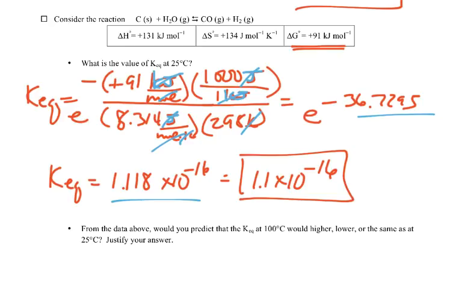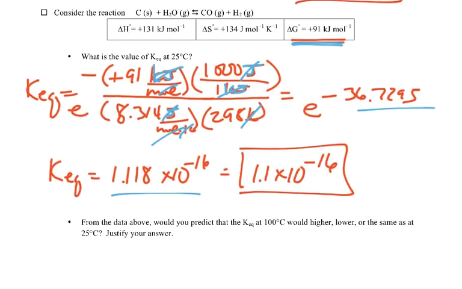Now, that's a very, very small number, which means it's pretty reactant favored. But that's not too surprising, because my delta G is positive, which means this is not a spontaneous reaction. We're actually going to end up with a lot more reactants than products. Now, the key question here is: from this data, would you predict that the KEQ at 100 degrees versus 25 degrees would be higher, lower, or the same as you get at 25 degrees?